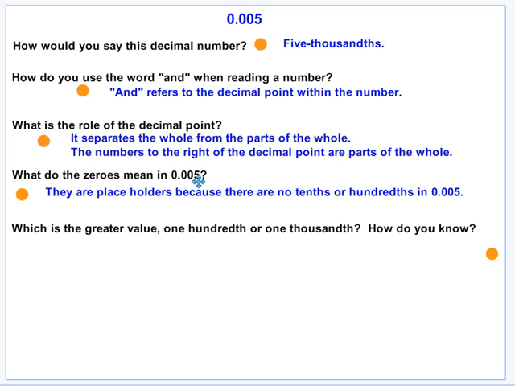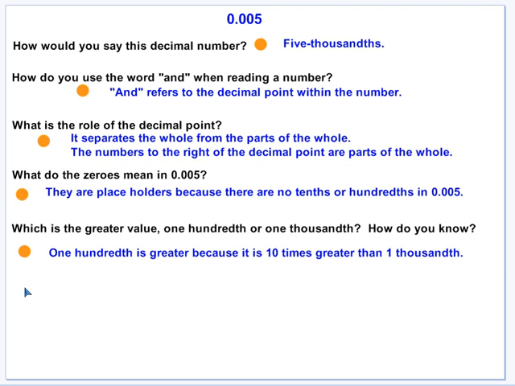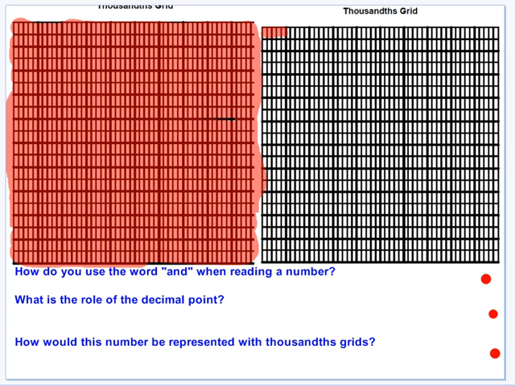Which is our greater value, 100th or 1,000th? And how do you know? Pause the video for a minute, think about it, and then come back. I would say 100th is bigger. Just picturing the grids, each individual square, the 100th squares are bigger than the 1,000th squares. And looks like I'm right. 100th is greater because it is 10 times greater than 1,000th. And all of these discussions should be starting to clue you in on how our place value changes as we move from the left to the right of our place value chart.